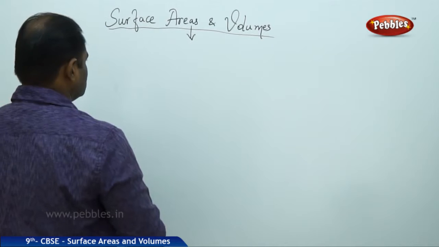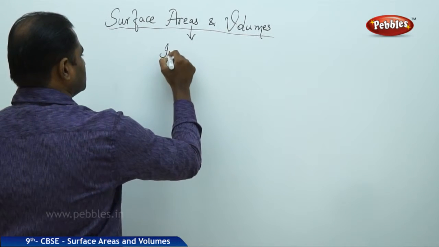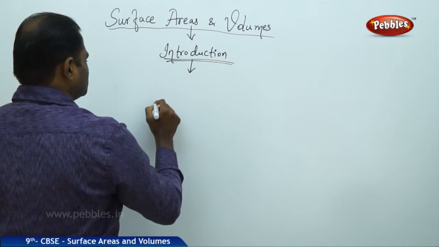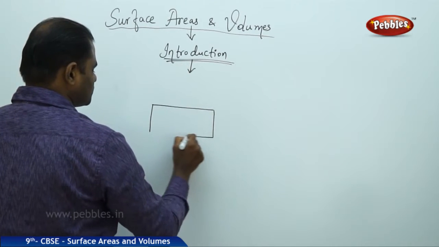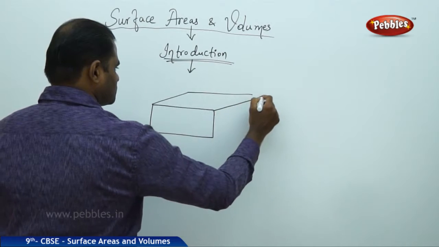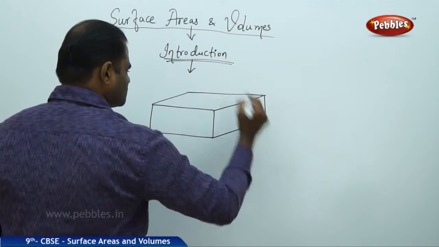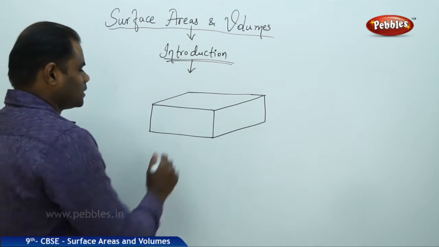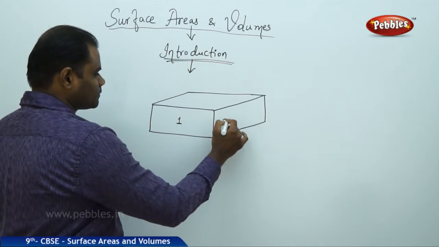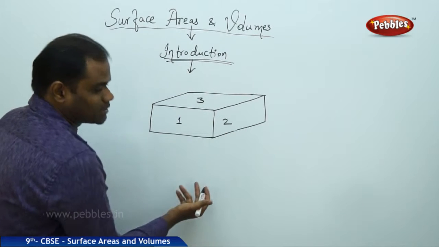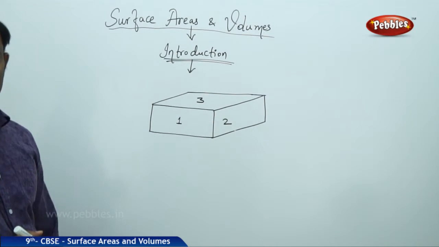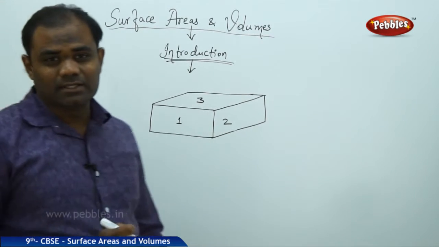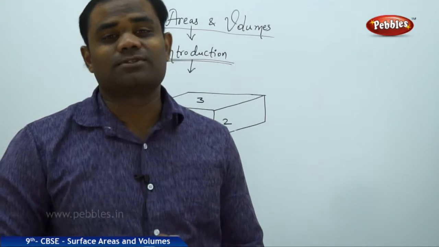So when it comes to a cuboid, let's draw a cuboid and understand the concept. Here is the cuboid, seen from this angle. Now there are totally 6 faces: face 1, face 2, face 3, 4, 5 and 6 down. Each of the faces has its own area, assumed to be a rectangle. So surface area is the area of each face of the solid figure.